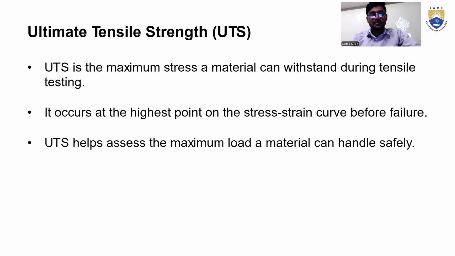As I said, in the graph of the stress strain curve we can observe there is a highest peak point. At that point only we call it UTS. UTS means ultimate tensile strength, and UTS helps assess the maximum load that the material can handle safely.